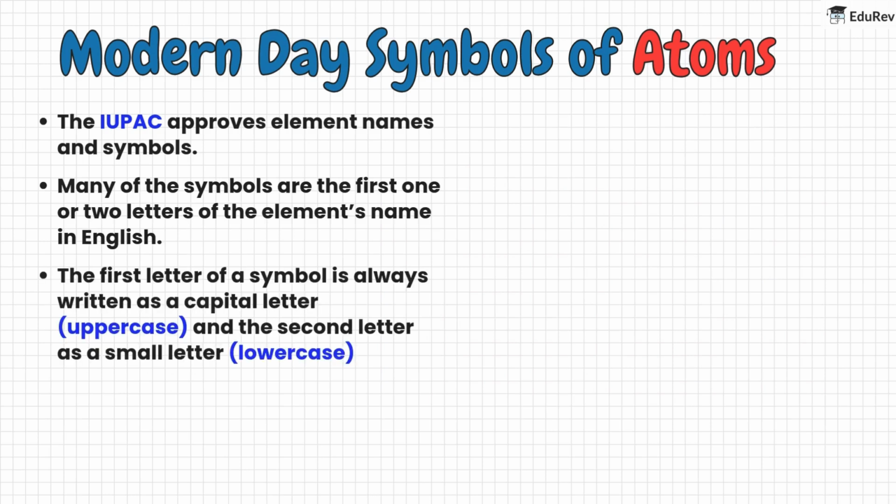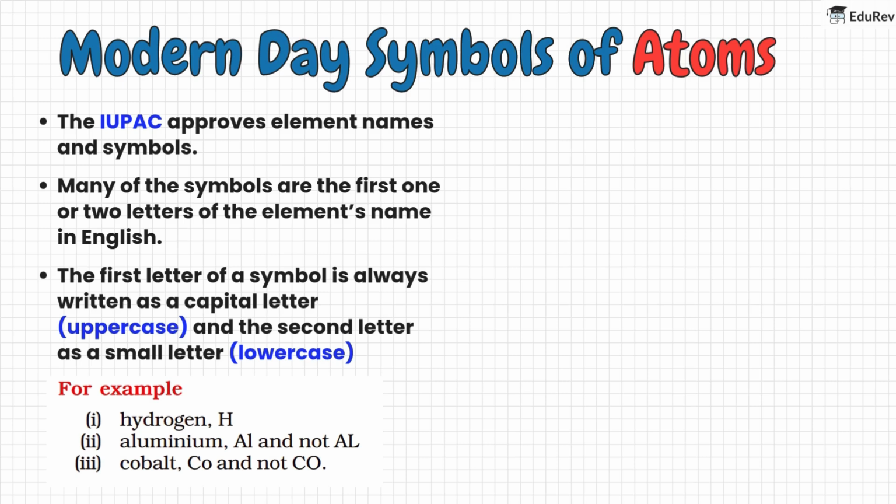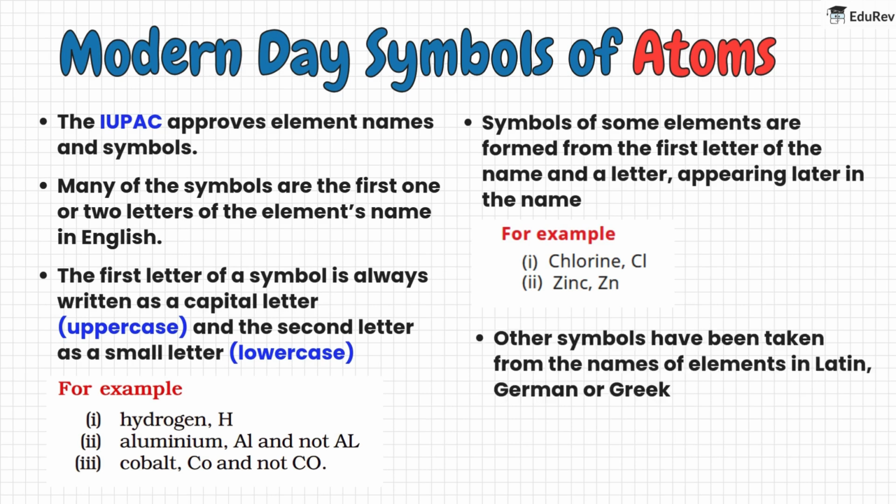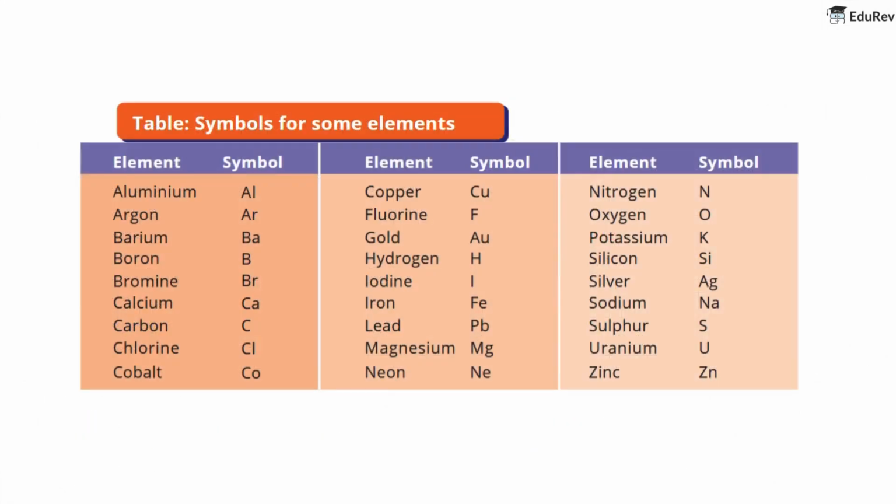The first letter of a symbol is always written as a capital letter, uppercase, and the second letter as a small letter, lowercase. For example, hydrogen and aluminium. Symbols of some elements are formed from the first letter of the name and a letter appearing later in the name, for example, chlorine and zinc. Other symbols have been taken from the names of elements in Latin, German, or Greek, for example, iron and sodium. You can see here the table of symbols of some elements like aluminium, cobalt, copper, neon, nitrogen, zinc, and more.